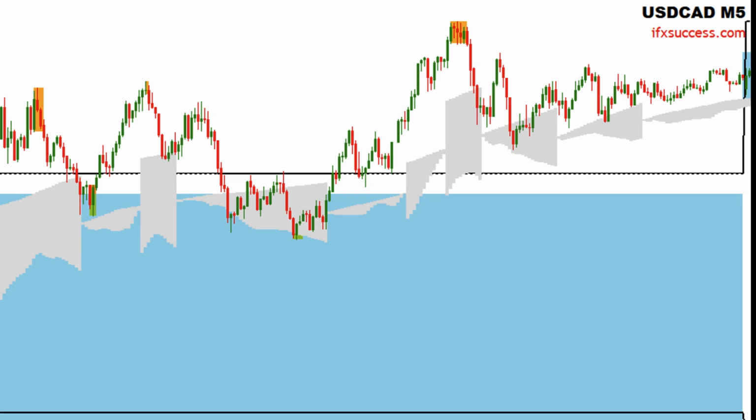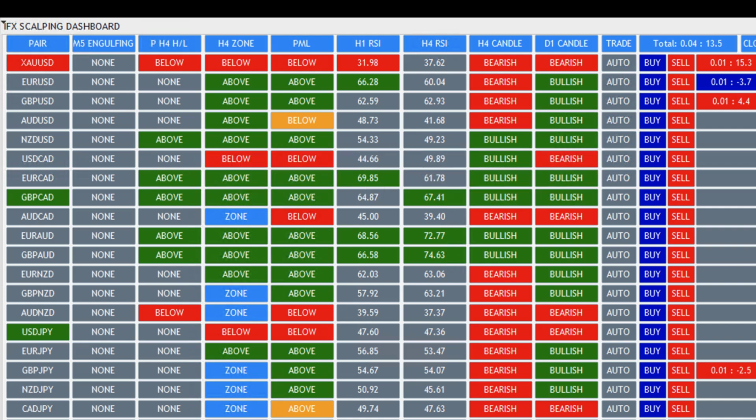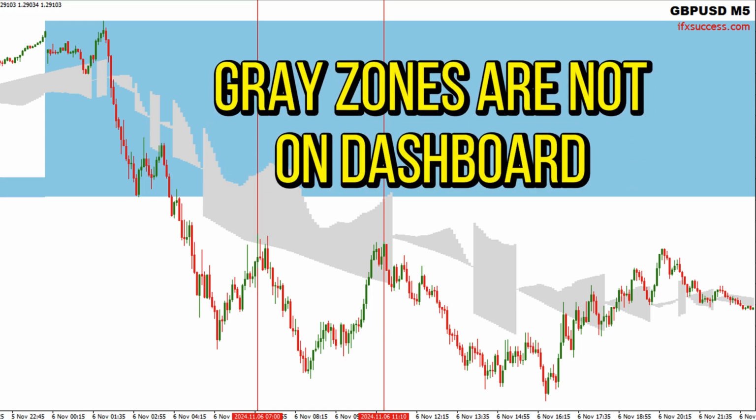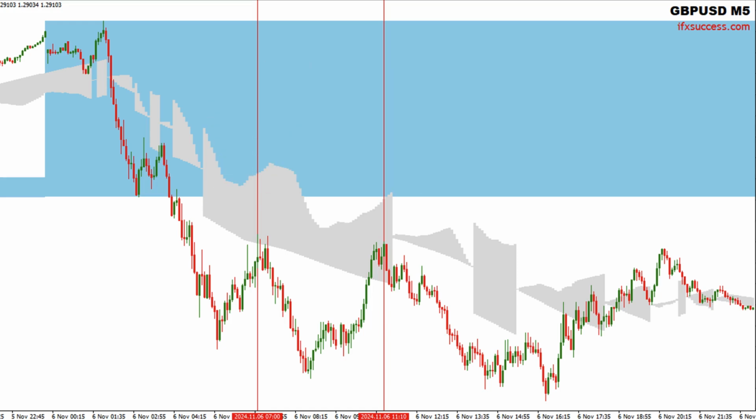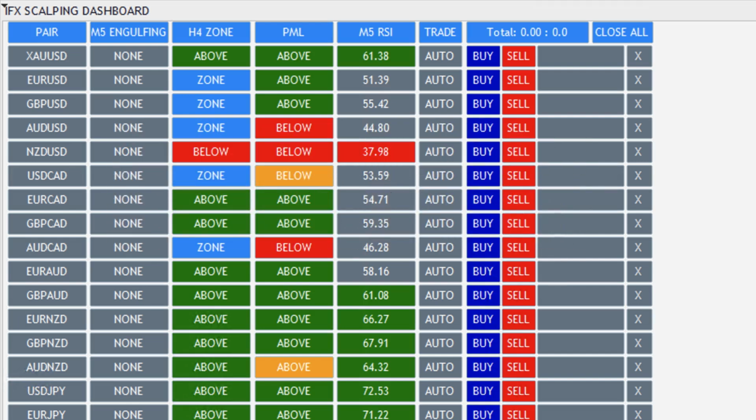It's important to note that the scalping dashboard contains most of this information, such as RSI levels, prior mid-level direction, and other key details. However, the gray zones are not included on the dashboard, so analyzing these directly on the chart is crucial. The dashboard speeds up your process, but understanding the function of each indicator ensures you can make informed and confident trading decisions.